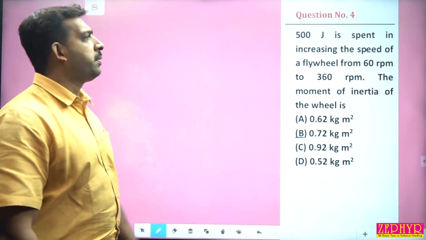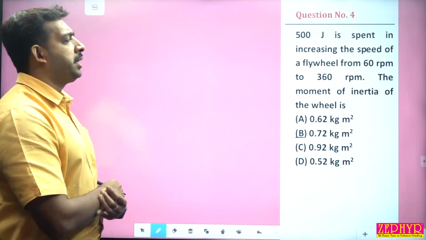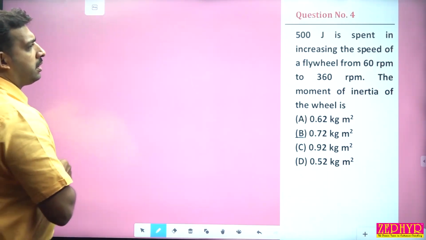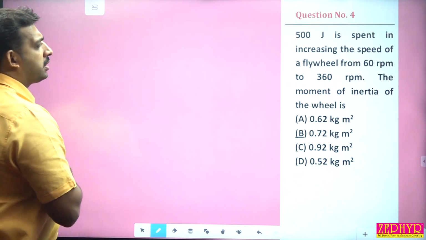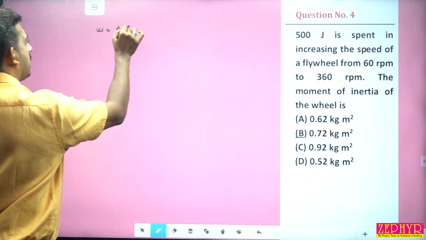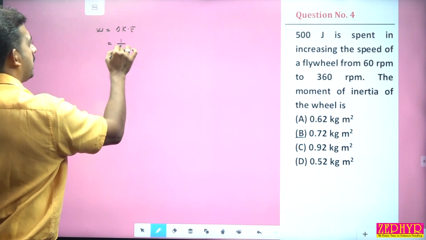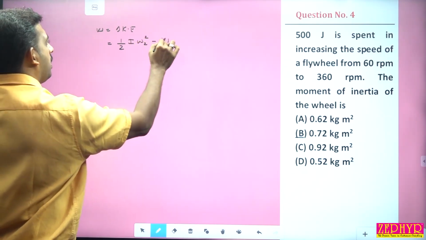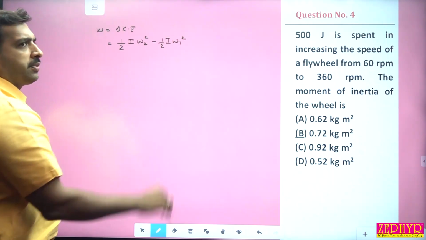Now, question number 4. 500 joule is spent in increasing the speed of a flywheel from 60 rotations per minute to 360 rotations per minute. The moment of inertia of the wheel is equal to. So we are spending 500 joule to increase the speed from 60 to 360 rotations per minute. So the work done is equal to change in kinetic energy. Since it is rotating, we have rotational kinetic energy as half I omega square. So final kinetic energy is half I omega 2 square minus half I omega 1 square. This is the work done, which is given as 500 joule.